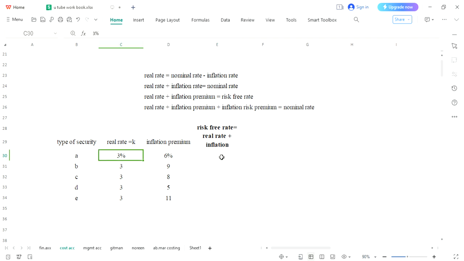Real rate is 3%, so simply 3 would be added to inflation premium, which is 6%, so we have 3 plus, okay, instead of taking help from Excel, we are manually adding. What we have added? Real rate and inflation premium. So I think we'll have to change it to 3.